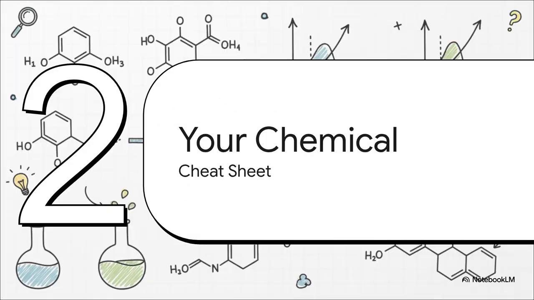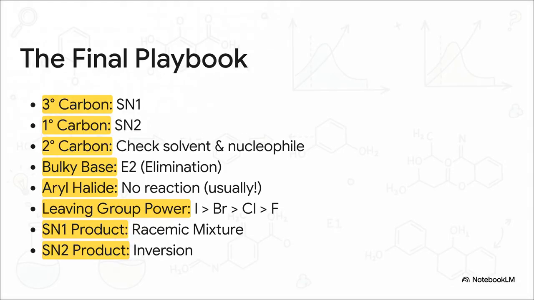Whew! Okay, we've covered strategies, battlefields, game-changing twists, the whole shebang. Now, let's condense all of that into the ultimate playbook, your personal guide to predicting the winner of any chemical duel. Here it is, your final playbook. Tertiary carbon, it's going to be SN1. Primary, SN2 all day. Secondary, that's when you've got to check your solvent and your nucleophile.